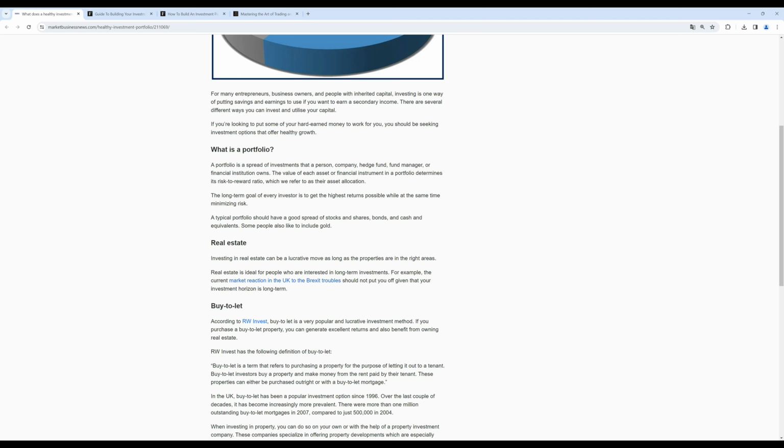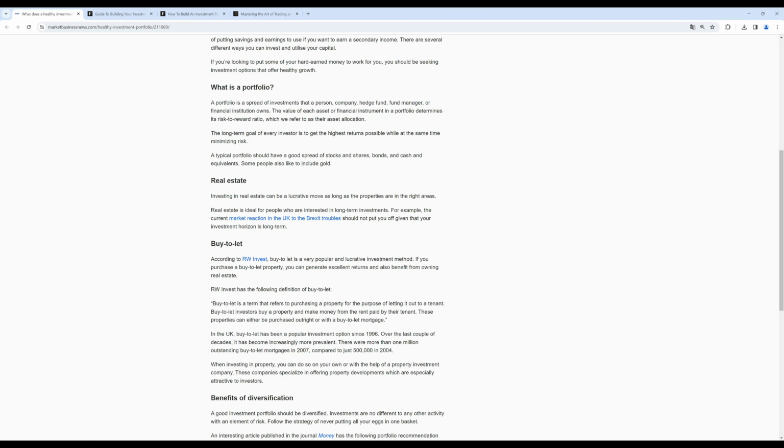You can rent it out for Airbnb, or you can make the investment a flip: you buy it, renovate it, make it look much prettier and resell it. That's also a great investment to do. Buy to let is a term that refers to purchasing property for the purpose of letting it out to a tenant, which is what I was discussing before. Buy to let investors buy properties and make money from the rent paid by the tenant. These properties can either be purchased outright or with a buy to let mortgage.